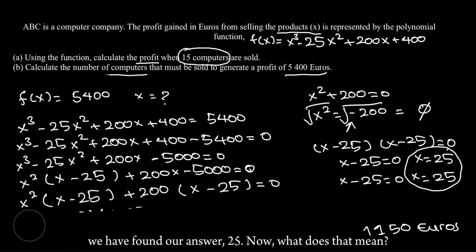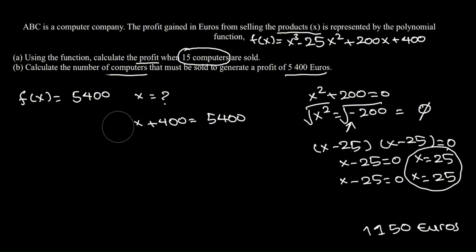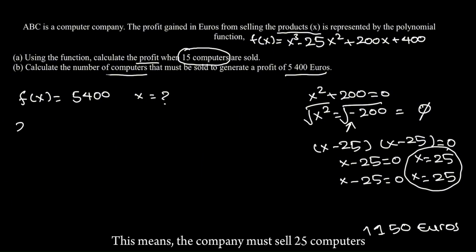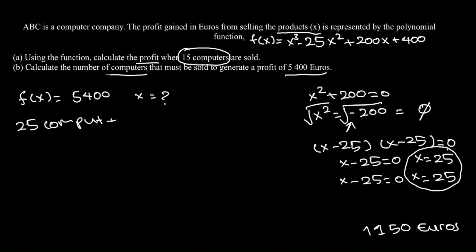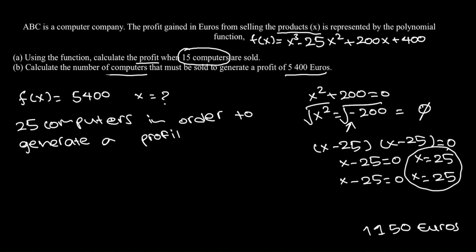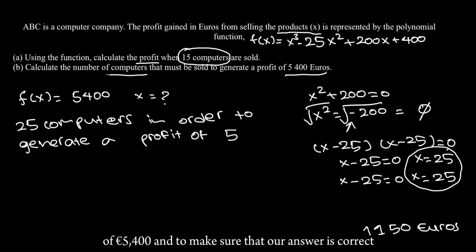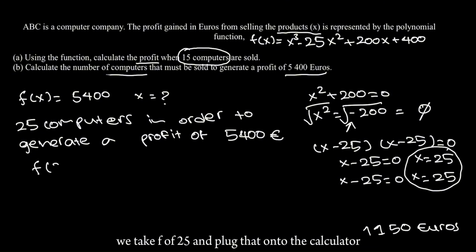Now what does that mean? This means the company must sell 25 computers in order to generate a profit of 5,400 euros. And to make sure that our answer is correct, we take f of 25 and plug that onto the calculator.